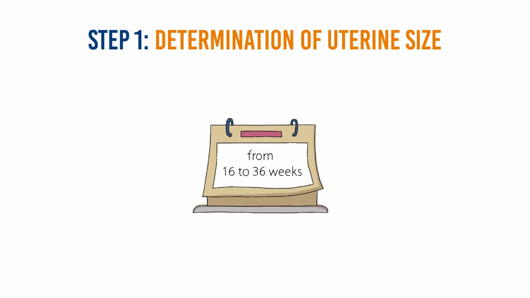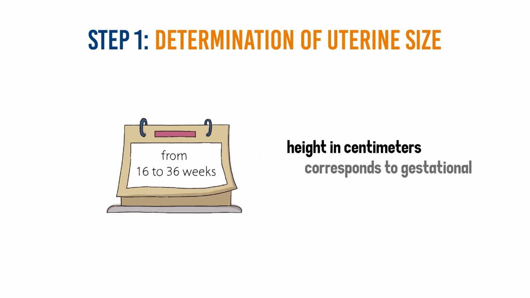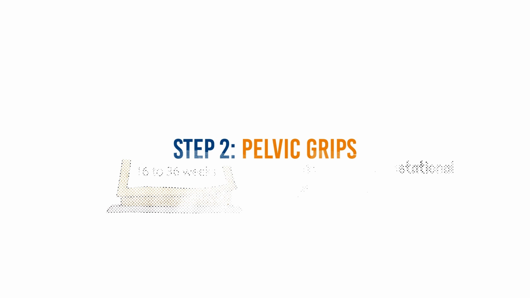In general, from 16 to 36 weeks, the measured symphysial fundal height in centimeters corresponds to gestational age in weeks, give or take 2 weeks. Step 2. Pelvic grips.